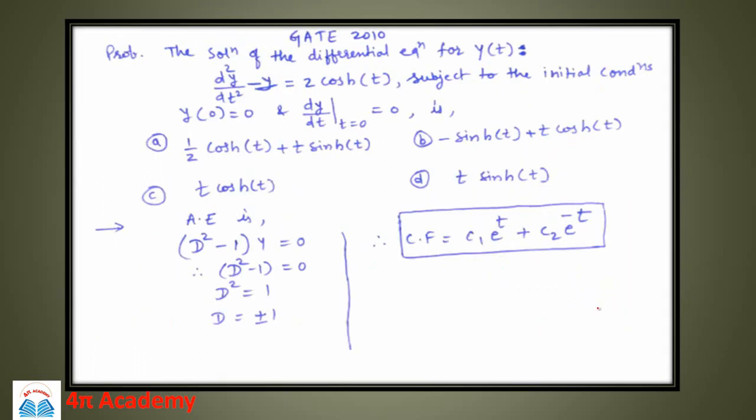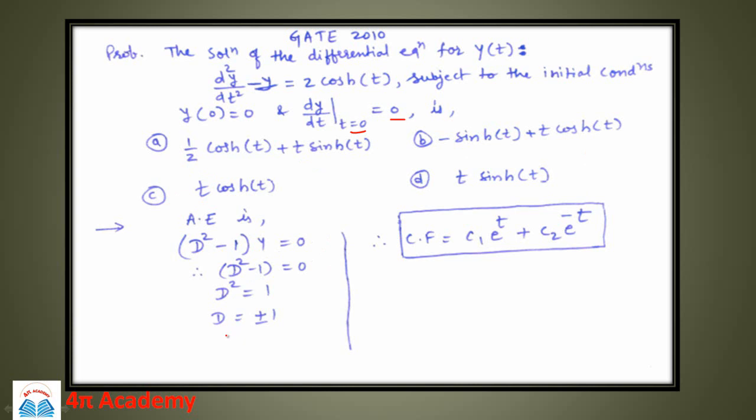Then we take one problem from GATE 2010 exam. The solution of the differential equation for y of t, which is d2y by dt square minus y, is equal to 2 cosh t, subject to the initial condition that y of 0 is equal to 0, and dy by dt at t equal to 0 is also 0. And here the options, that is a, b, c and d, are given. So the auxiliary equation is D square minus 1 y is equal to 0.